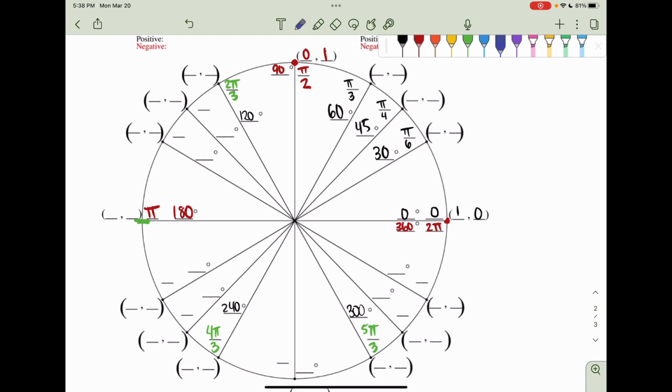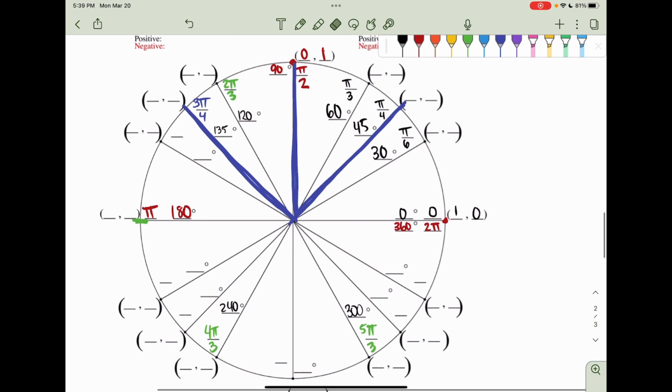Now let's do it with the pi over 4s. Pi over 4 is 45 degrees. So if I go 45 degrees more, I end up at 2 pi over 4, which simplifies to pi over 2. If I go 45 degrees more, I have 3 pi over 4. And how many degrees is that? Well, that's 90 plus 45. And we end up with 135 degrees. So notice the distance between these two skinny slices is 15 degrees. 120 plus 15 is 135. So big slices are 30 degrees, small slices are 15 on this unit circle model.